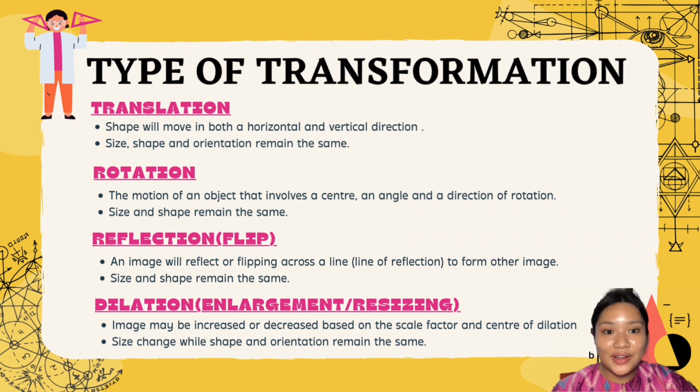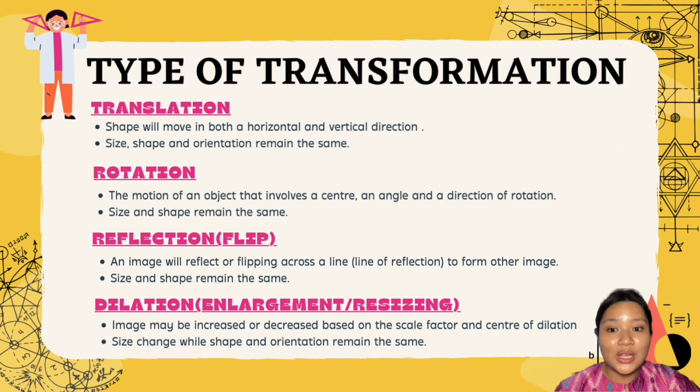So basically, there are 4 types of transformation. The first one is translation. The shape will move in a horizontal and vertical direction. The size, shape, and orientation will remain the same. The second one is rotation, the motion of an object that involves a center, an angle, and a direction of rotation. The size and shape will also remain the same.